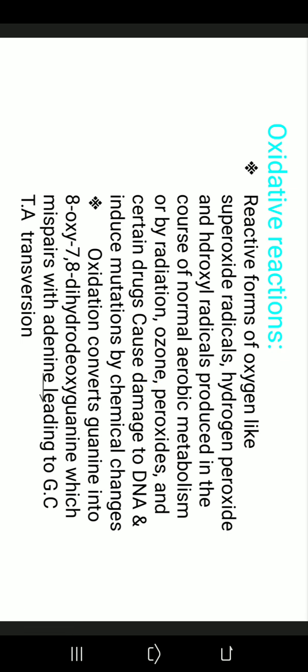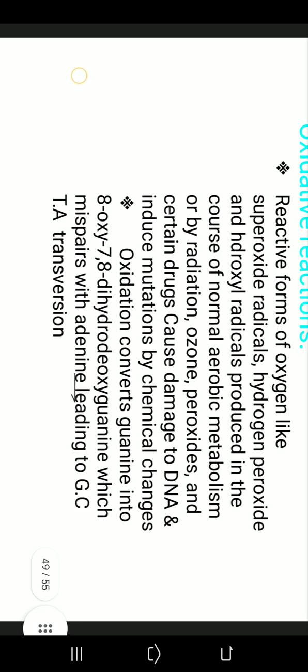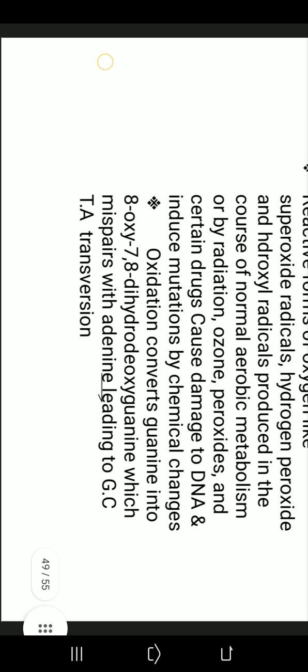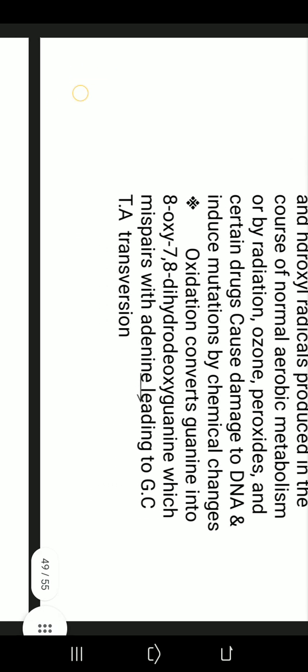Oxidative reactions. Reactive forms of oxygen, like superoxide radicals, hydrogen peroxide, and hydroxyl radicals, are produced in the course of normal aerobic metabolism or by radiation, ozone, peroxide, and certain drugs. They cause damage to DNA or induce mutations by chemical changes. Oxidation converts guanine into 8-oxy-7,8-dihydrodeoxyguanine, which mispairs with adenine, leading to a GC to TA transversion.